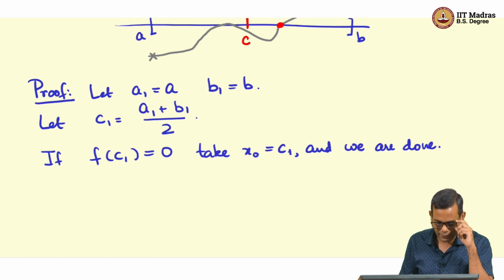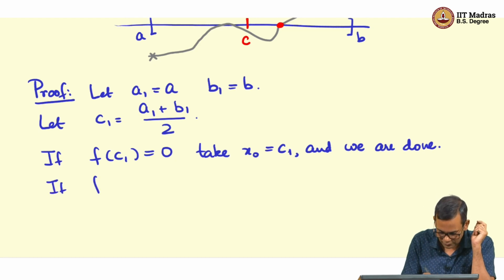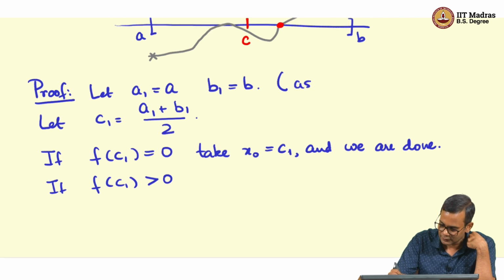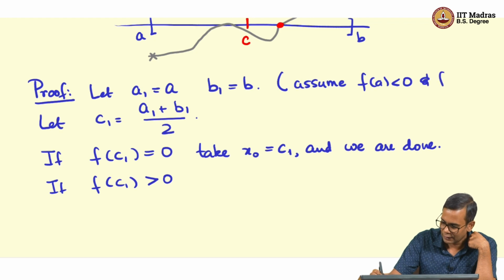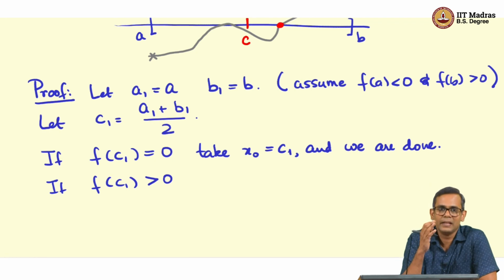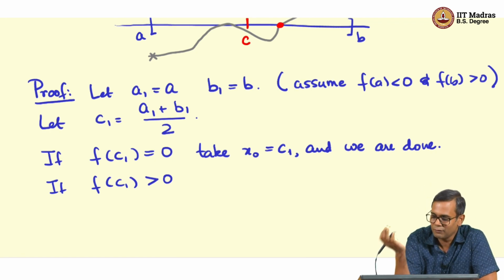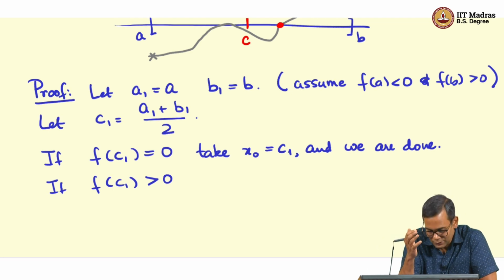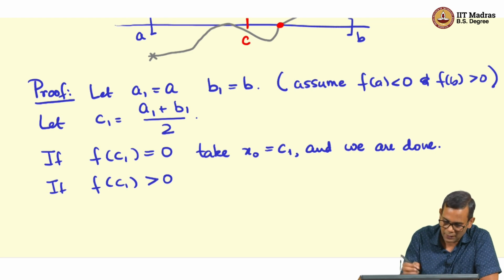Otherwise, there are 2 remaining possibilities. If f of C1 is greater than 0. Okay, so here I am assuming that f of A is less than 0 and f of B is greater than 0. If it were the other way around, we could just take minus f instead of f, and then f of A would be less than 0 and f of B would be greater than 0 once again. But if f is continuous, minus f is also continuous. So, we could apply the result to minus f. So, I am assuming here that f of A is less than 0, f of B is greater than 0.